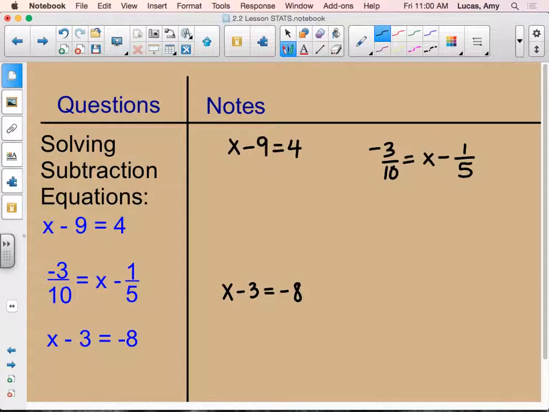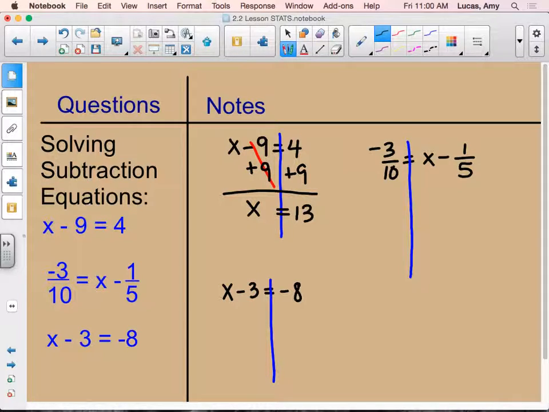And we're going to be careful, again, with our integer operations. So my first one, pretty basic. The inverse of subtracting 9 from my variable is adding 9. So I add 9 on both sides. 4 plus 9 is 13. Second one, the inverse of subtracting 3, adding 3.